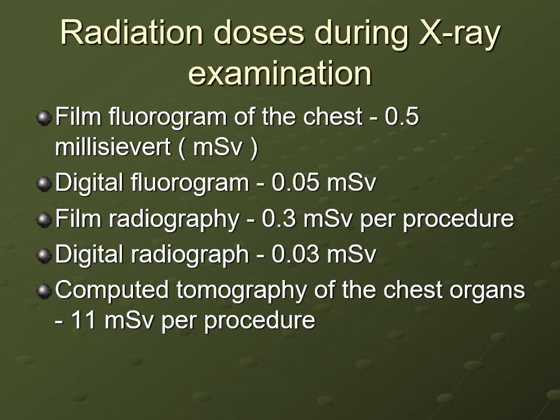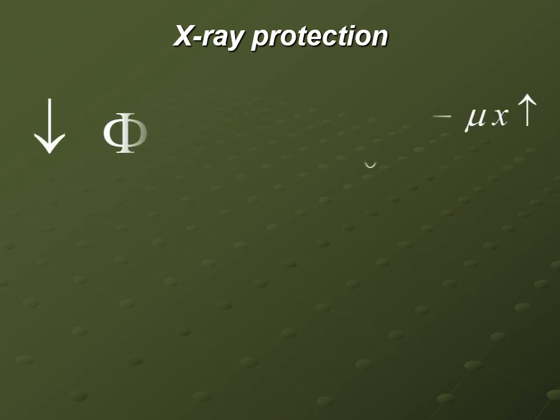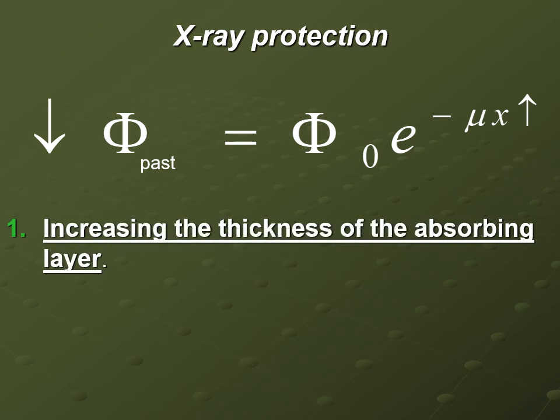Protection from X-rays. Our protection will also be determined by the Bouguer law. In other words, we know that the X-ray flux will decrease with an increase in the linear absorption coefficient, and with an increase in the thickness of the absorbing layer as well. In other words, the greater the thickness of the absorbing layer, the more X-ray radiation will be absorbed by this substance. This is the first thing we can take into account.